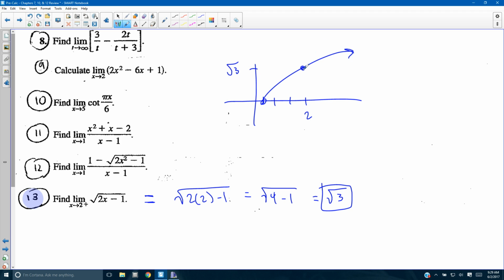There's no domain restriction here. There's no issues of left and right hand limit or indeterminate or anything else. Look, for all these problems, even the ones that got 0 over 0, I tried to substitute the number first to see if I had an issue.